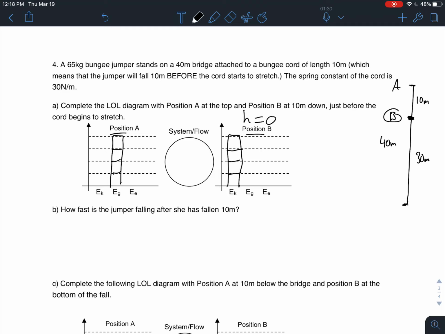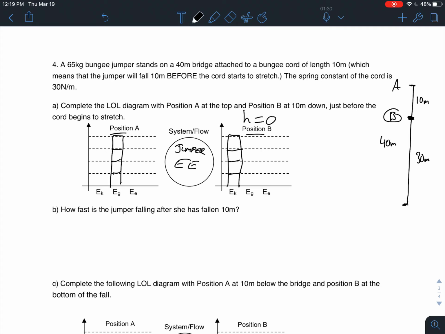We're going to have EG, turn it into EK. Why no EG here? Because this is the lowest she gets for these two positions. So I'm just going to make that height 0. So here, what do we need in the system? We need the jumper, and we need the entire Earth. If you put the bungee cord in there, sure, you can. It doesn't actually matter for this one because it's not stretching yet.